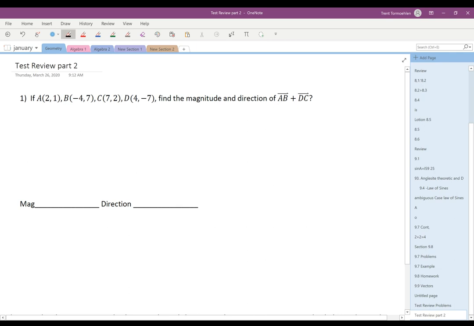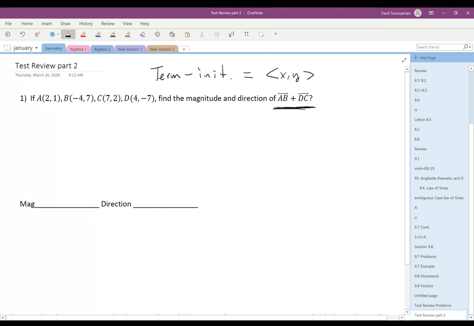Okay, so for this one, you need to find the magnitude of the sum of these two vectors. So we need to remember, how do we write a vector? We write a vector in the form x comma y, where x, y represents the coordinate when we've taken the initial point and moved it to (0, 0), and then the terminal point is the coordinates x, y. The way that we find this is it's always the terminal minus the initial. If you do terminal minus initial, you're going to get x comma y.